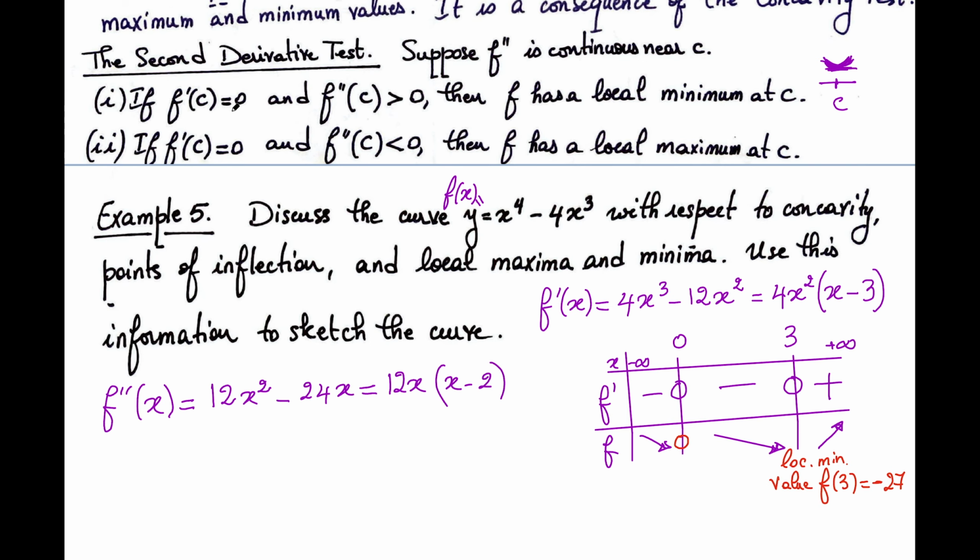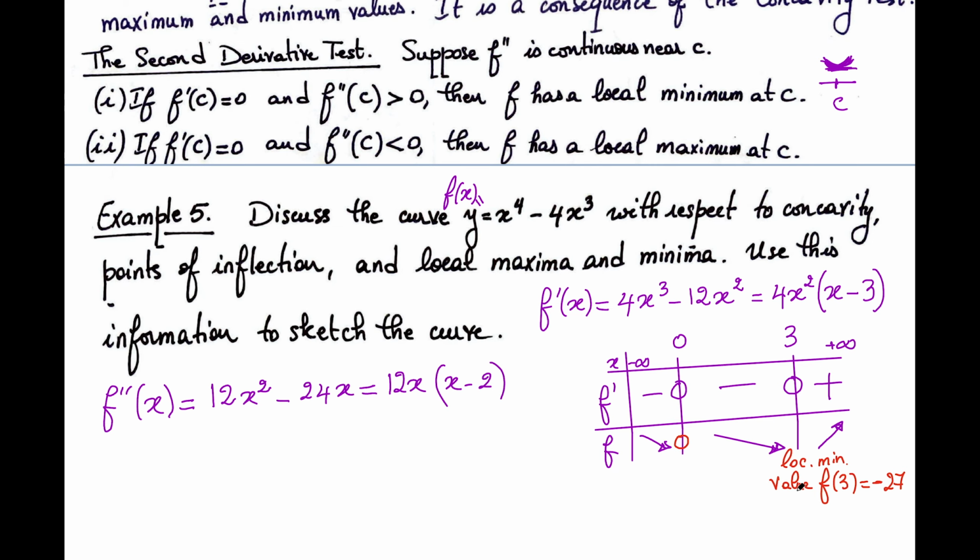And f prime of 3 is 0. What's f double prime of 3? Plug in 3 here. This is gonna be 12 times 3, so positive, and 3 minus 2 positive. So it's gonna be positive. F double prime of 3 is positive, right? So we are in part 1. Then you're gonna have a local minimum at 3. Makes sense? So the second derivative test applies for 3 and gives us the same result that the first derivative gave us.